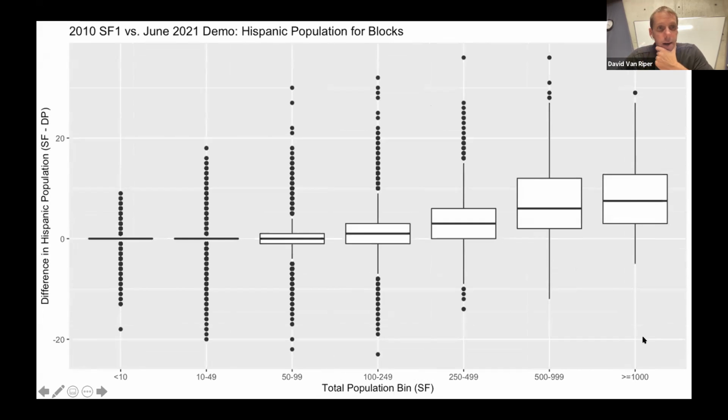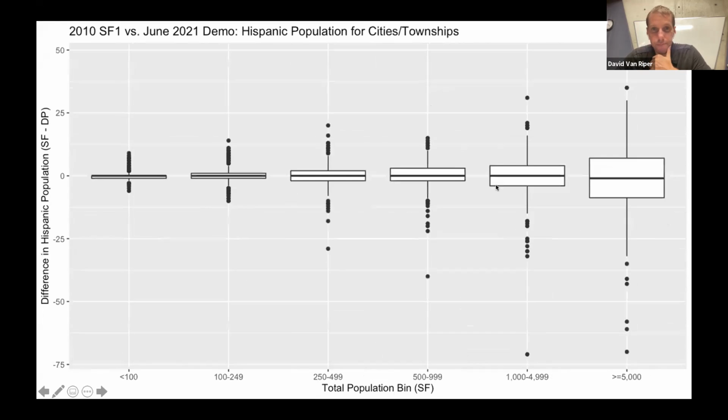This is the difference in Hispanic counts for blocks in Minnesota. Here again, we see that slight upward bias for large blocks in the city, but again, the magnitude of the differences aren't too bad, all things considered. And this is the difference in Hispanic population for large cities in the state of Minnesota, and similar to what we've seen before, slightly larger differences for the big cities, and we can go into detail about why that happens, but we get good symmetricality around 0 at the very least.